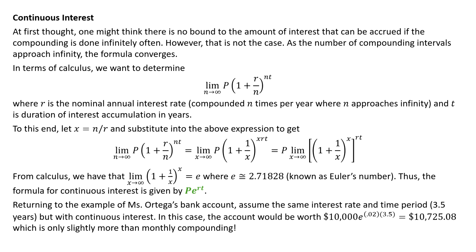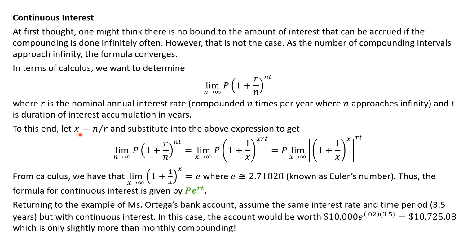So in terms of calculus, we want to determine the limit as n goes to infinity. In other words, as n becomes very large, what does this expression equal for our accumulated interest? Where R is the nominal annual interest rate. It doesn't have to be annual, but let's just say annual. Compounded n times per year, where n approaches infinity, and T is the duration of interest accumulation in years.